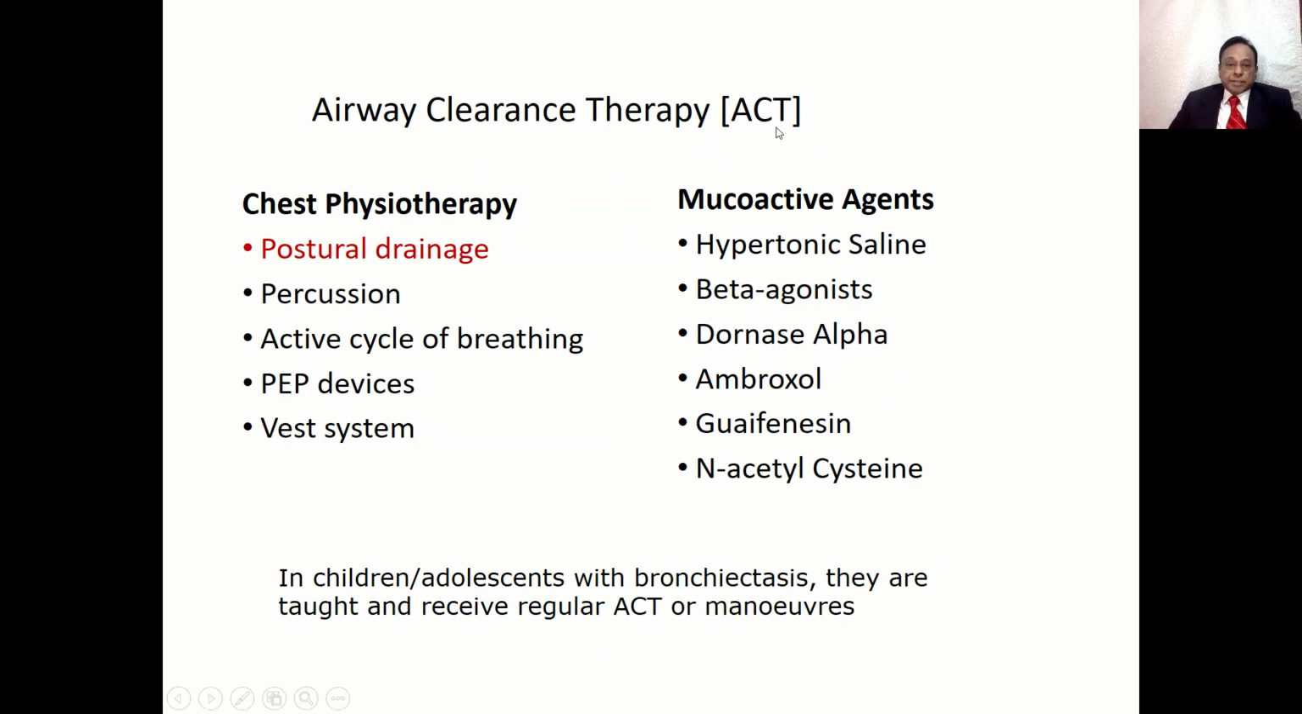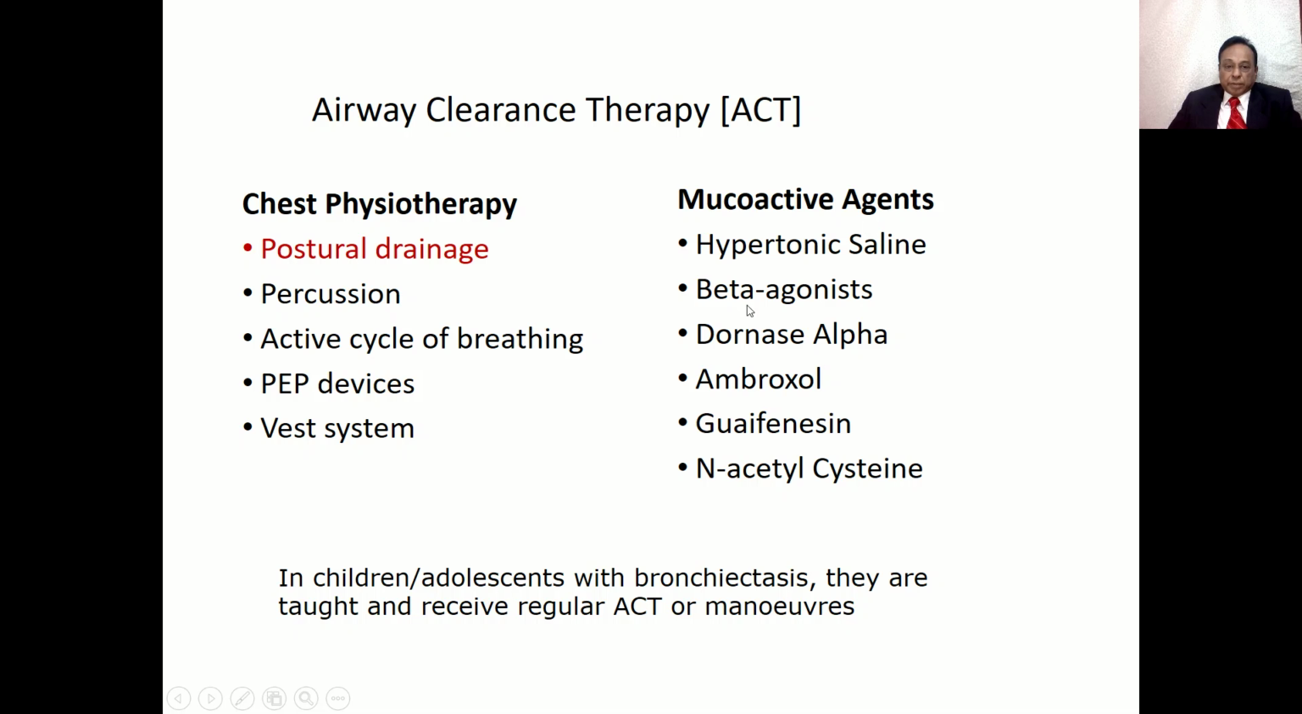Coming to airway clearance therapy, ACT, we can broadly divide it into chest physiotherapy along with some mucoactive agents, which I am going to talk about separately. Among chest physiotherapy, the most important is postural drainage. When I was in government service, I saw a lot of poor children come with bronchiectasis, and postural drainage helped a lot, because otherwise they would be repeatedly getting admitted. It should be combined with percussion, active cycle of breathing, and PEP devices. I am going to talk about those.